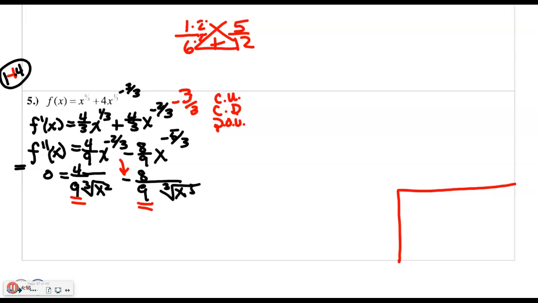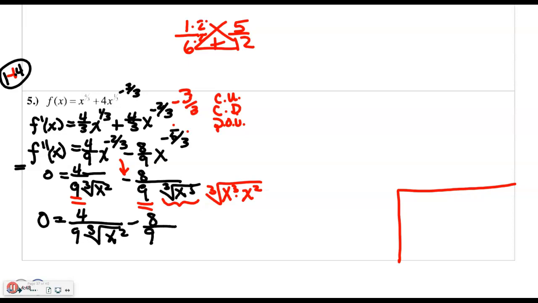So what I want to do is figure out what my common denominator is. So I'm going to take this guy, and I'm going to rewrite it as the cubed root of x cubed times x squared. That's pretty common when we have that numerator exceeding the denominator. We can pull actually a full x out of there. So when I do a rewrite on that one, I'm really looking for 4 over 9 times the cubed root of x squared minus 8 over 9 times x times the cubed root of x squared.